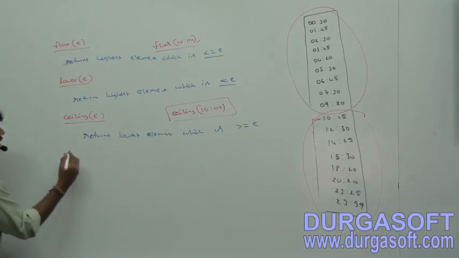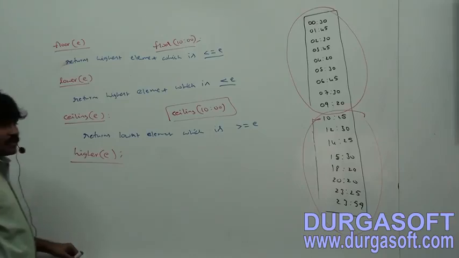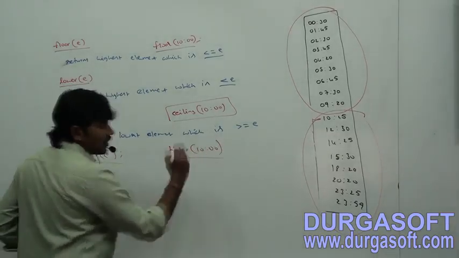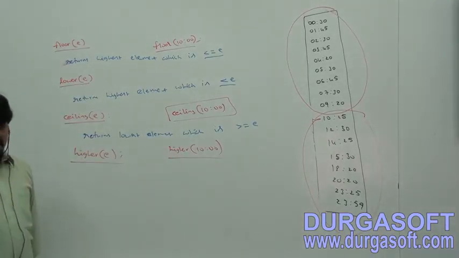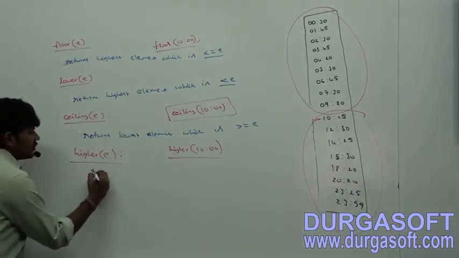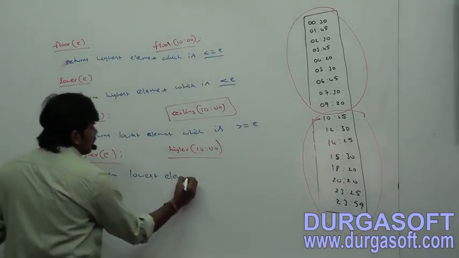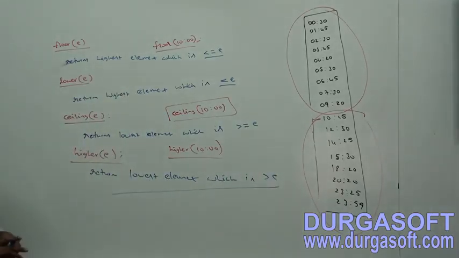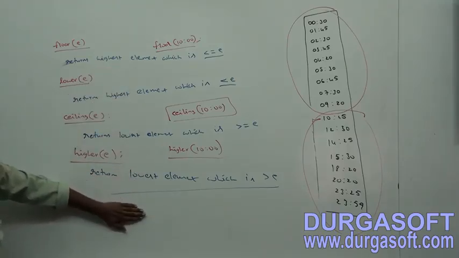Next, what is the next method? Higher of E. Higher of 10 o'clock: after 10, what is the first flight? Returns lowest element which is greater than E. I hope the terminology is very clear for all of you, right? Okay.